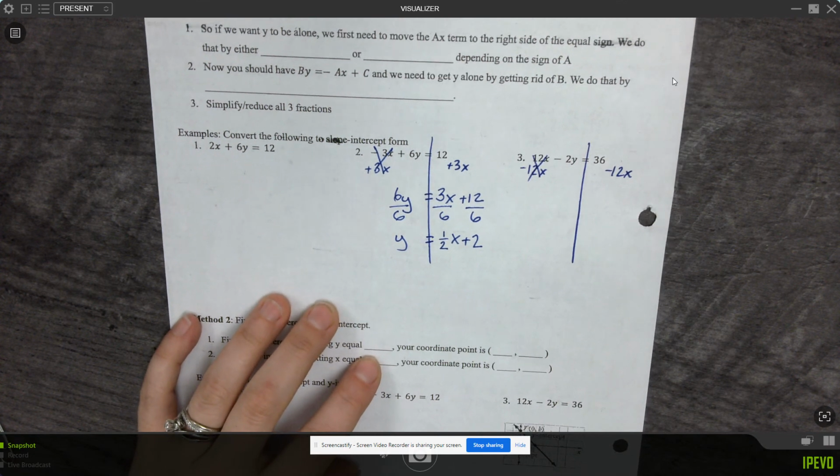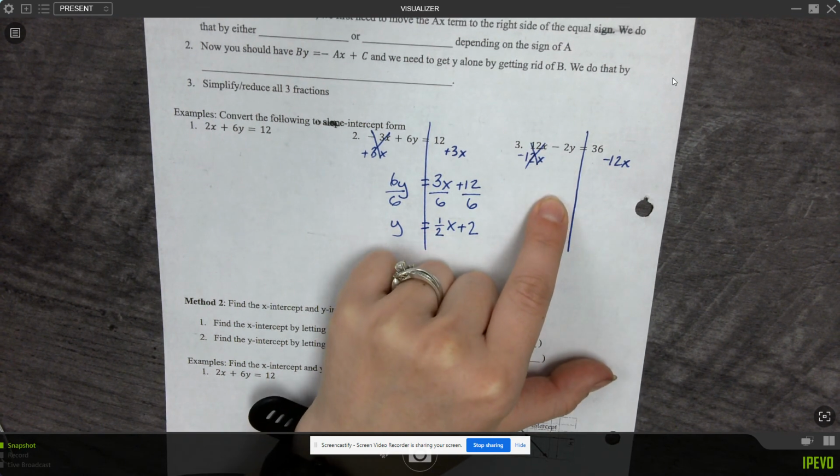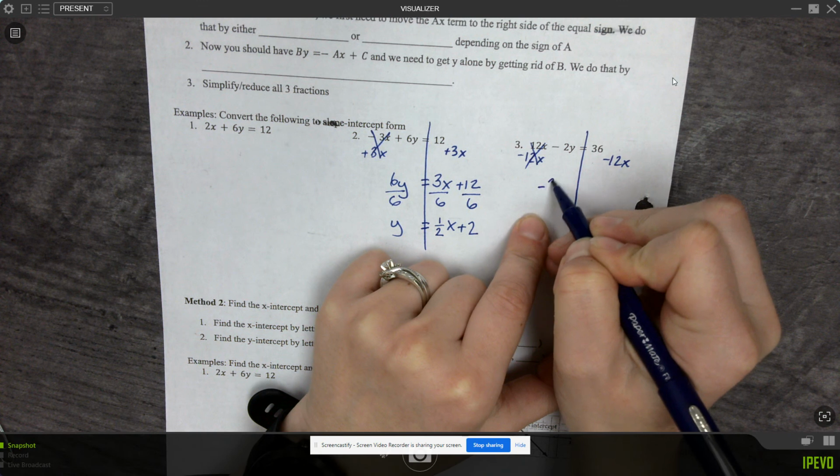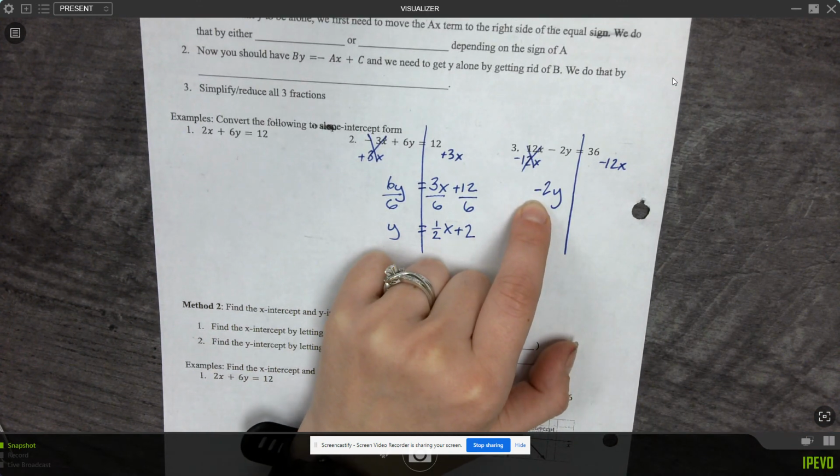Now, this is super important, and a lot of you are going to forget this, I guarantee it. There is a negative in front of your 2. So when you bring down this term, it needs to be a negative 2y. If you don't bring down your negative sign, you have messed up. You need to fix it.